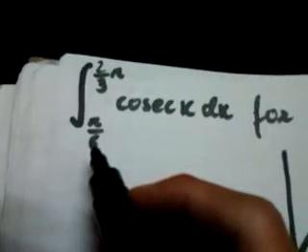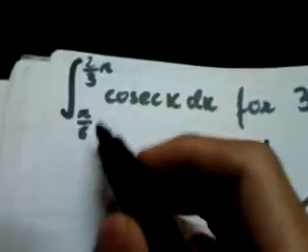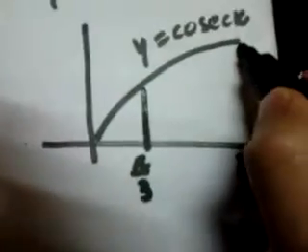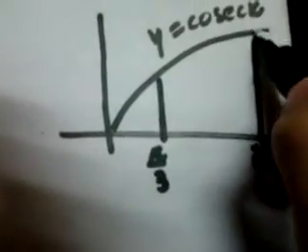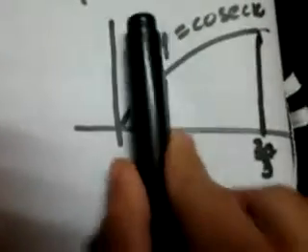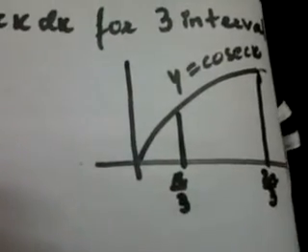So the limits are between pi by 6. The lower limit is pi by 6. The upper one is 2/3 pi. So here's pi by 3, and somewhere here's 2/3 pi. So let's just join this. So the question asks us to find the area bounded by these two lines and the curve for 3 intervals. So what does this mean now?